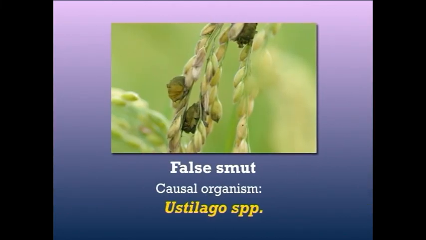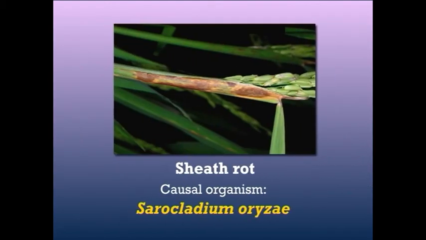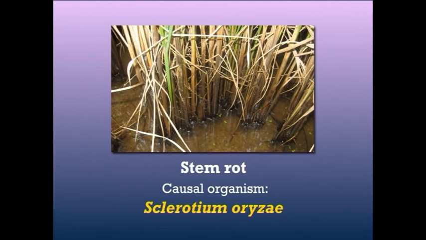The next one is false smut, whose causal organism is Ustilago species. And another one is seed rot, whose causal organism is Sarocladium oryzae. And the next one is stem rot, and the causal organism is Sclerotium oryzae.